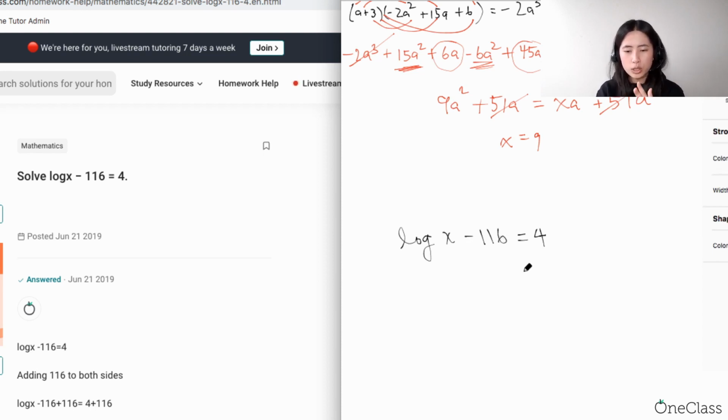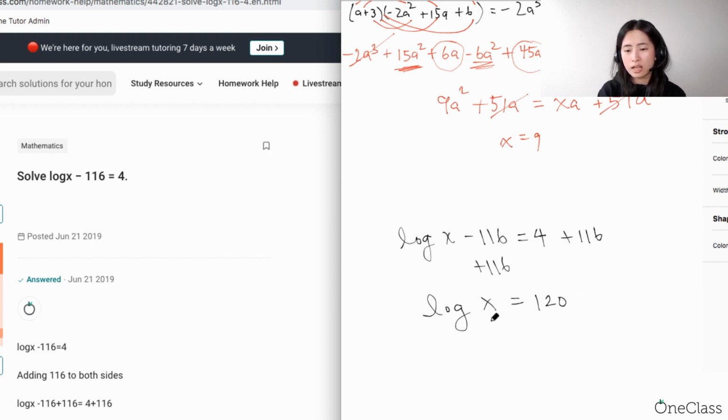The way you're going to solve this is, if you have negative 116 here, how do you cancel it out and get rid of it? You would have to add positive 116, because positive 116 gives you 0. So if you have plus 116 over here, this becomes 0, and you're ultimately left with log of x, equal to 116 plus 4, so this is equal to 120. Does that make sense? So you have log base 10 of x is equal to 120.